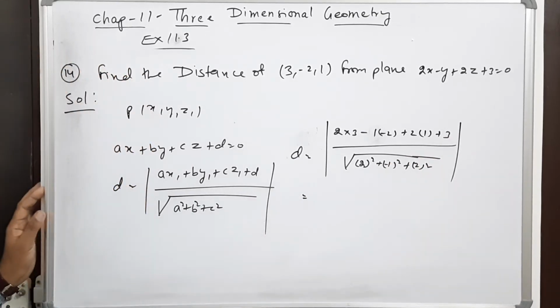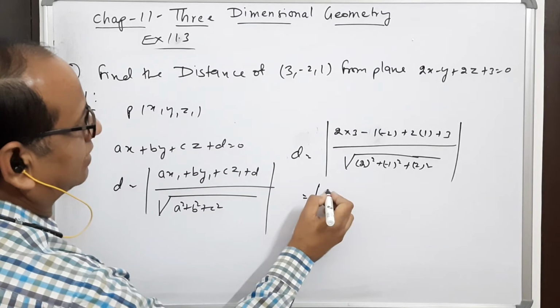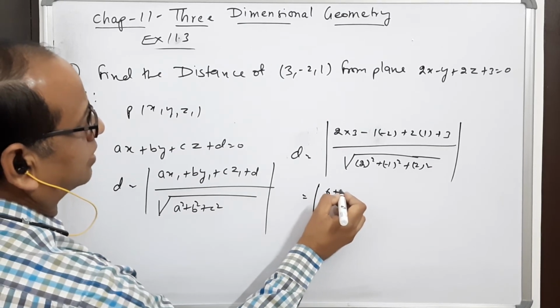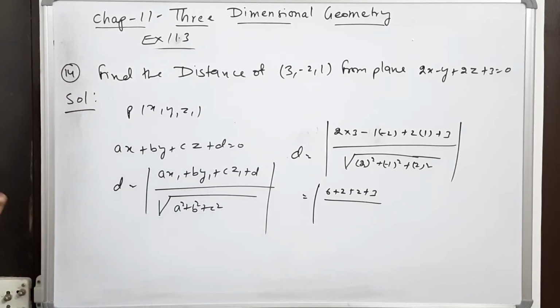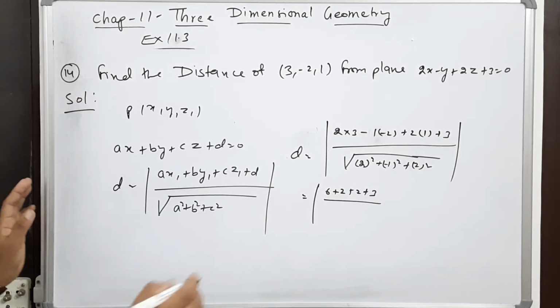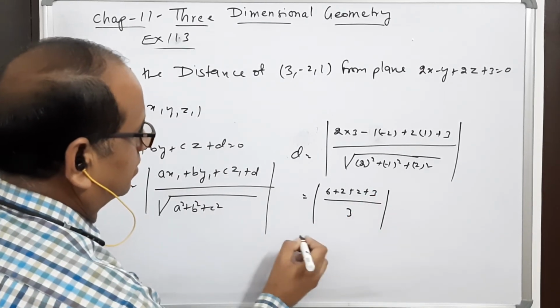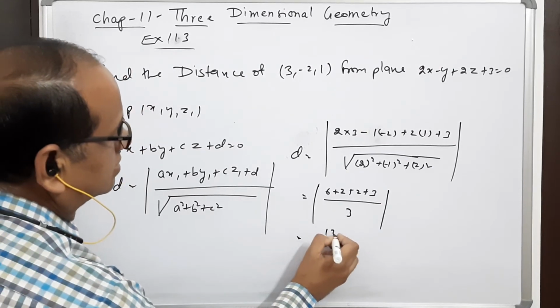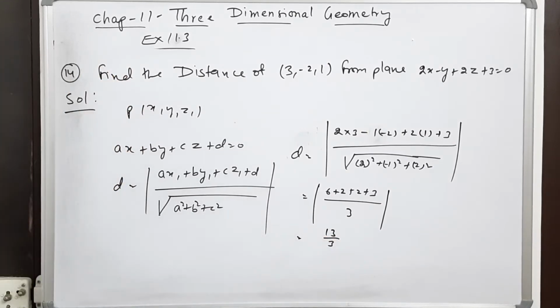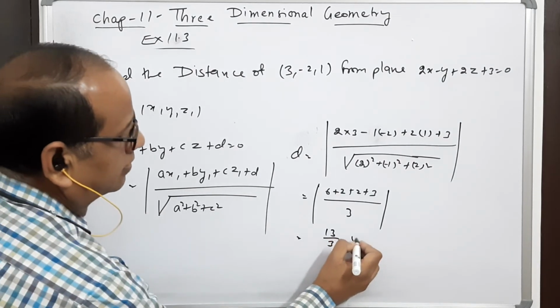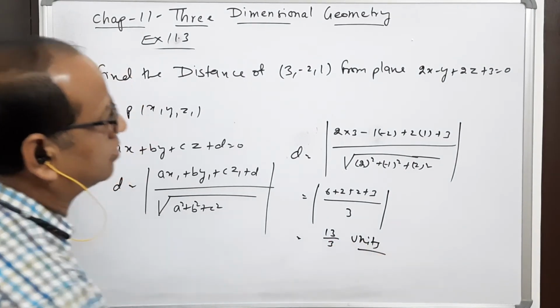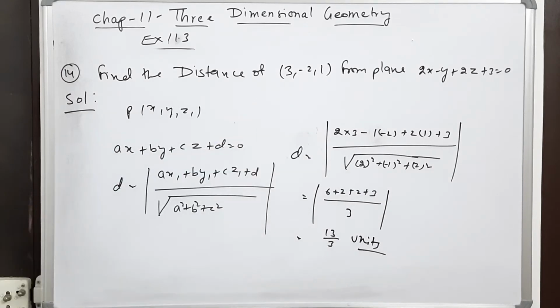So the final is, please see this part. It is 6 plus 2 plus 2 plus 3 upon root of 4 and 4, 8 and 1, 9. So it is 3 here. So the final answer is 13 upon 3 units. So in this way we can find it, it is units. So if any point is given and the plane is given, we can find the distance.